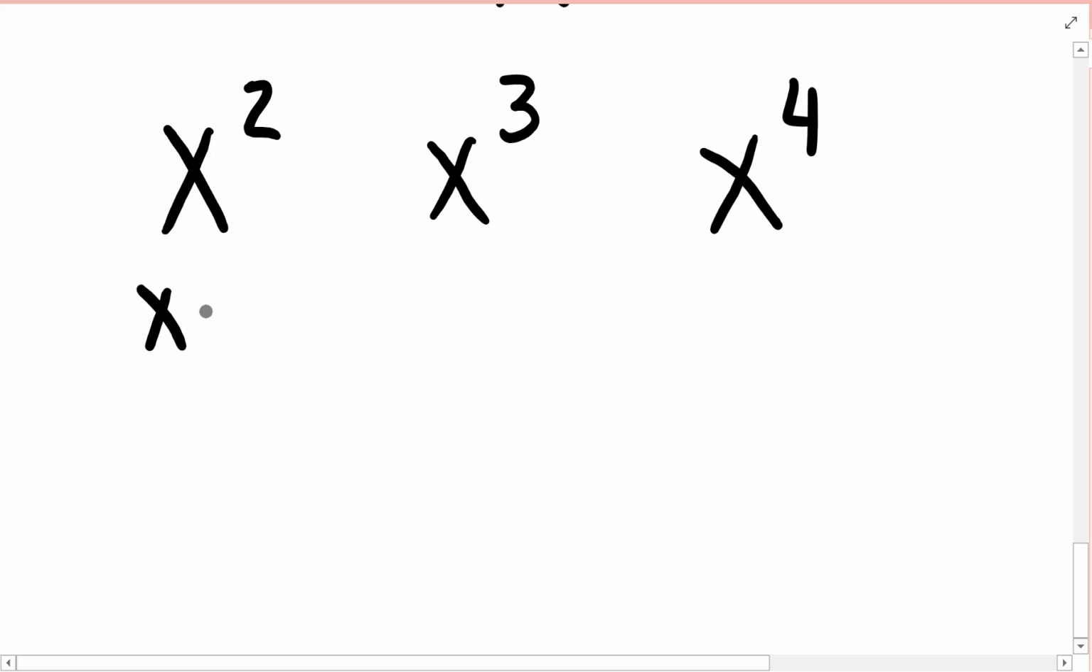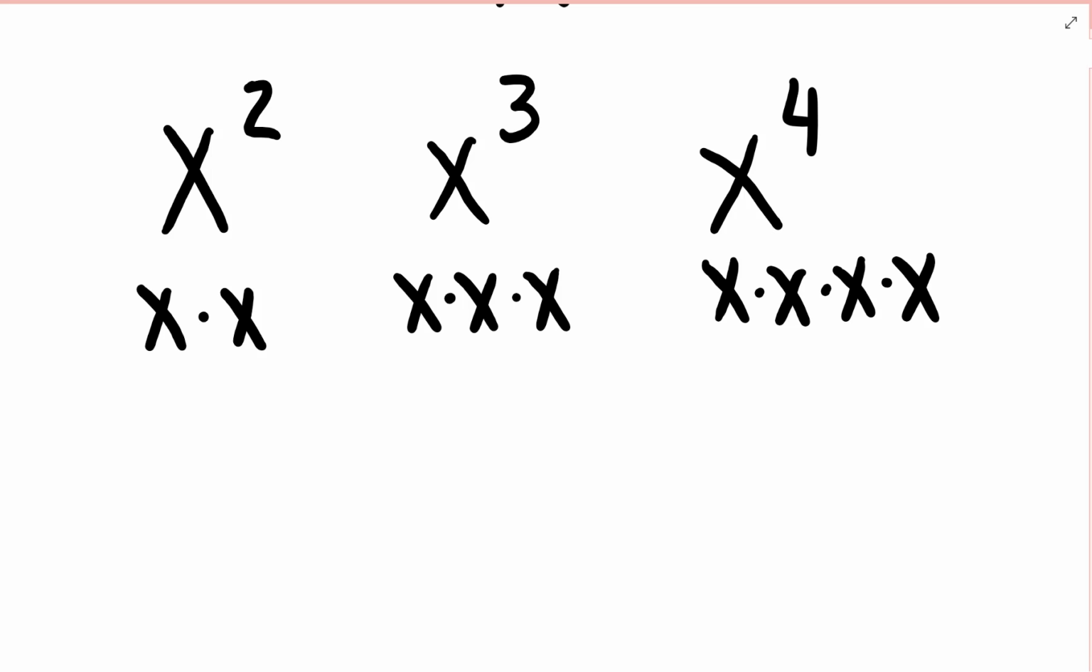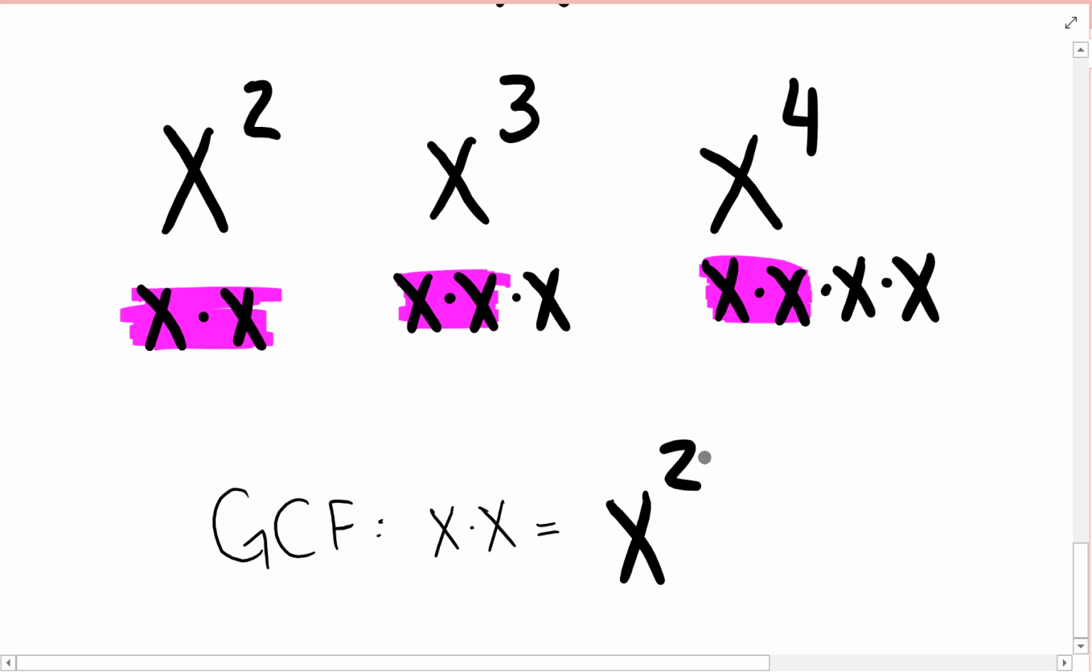What's the GCF of x squared, x cubed, and x to the 4th? Well, x squared expands to be x times x. X cubed is x times x times x. X to the 4th is x times x times x times x. So what is the most amount of x's that they have in common? Each of them is made up of at least x times x. So the GCF here would be x times x, which we know is x squared. X squared would be the GCF of x squared, x cubed, and x to the 4th.